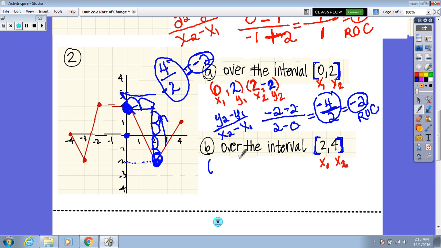So I'm going to write my points. This one is 2, this one is 4. This is x1, that's x2. This will be y1, and this will be y2. Alright, so let me clear this off since I have really drawn all over my graph here.